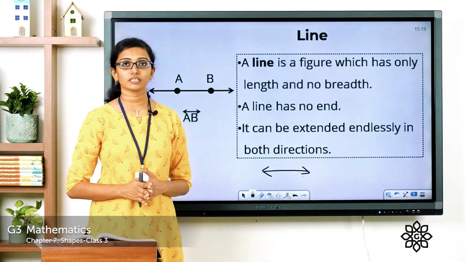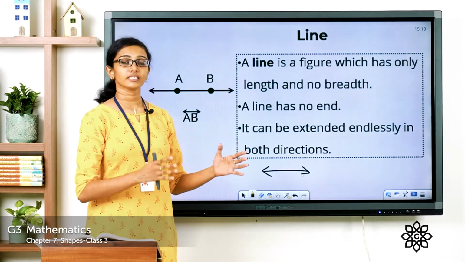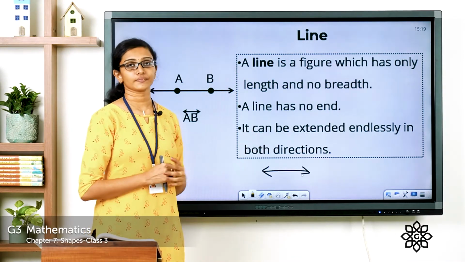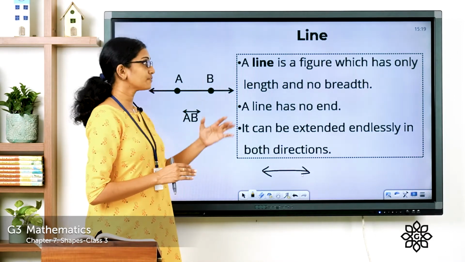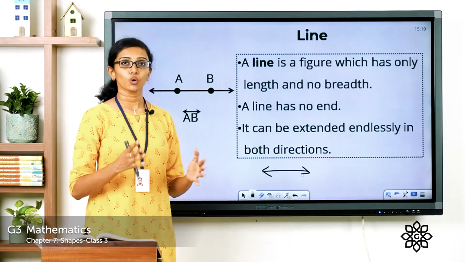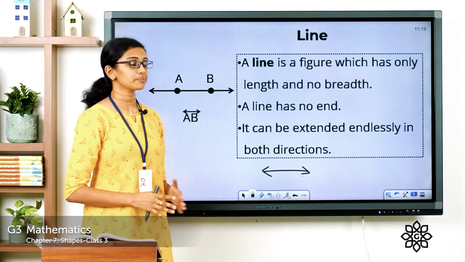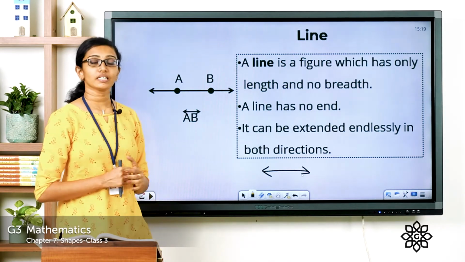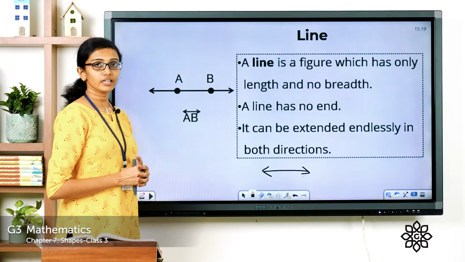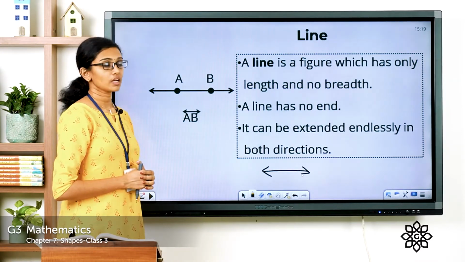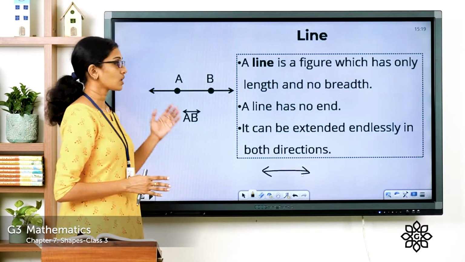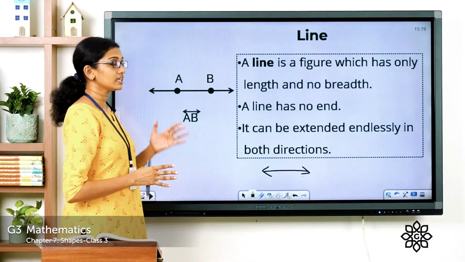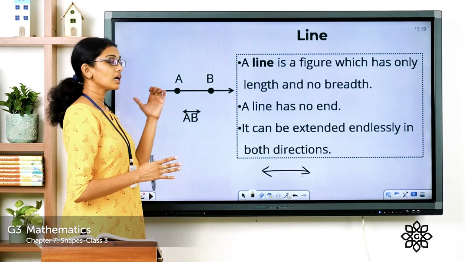The two arrow marks at both ends indicate that it is endlessly extending, or it does not have any definite length. So a line is a figure which has only length and no breadth, and it has no end, and it can be extended endlessly in both directions. See, you can see a representation of a line here. Here is line AB, where A and B are 2 points on this line. You see the two arrow marks at both ends. It represents the line is extending endlessly in both directions.